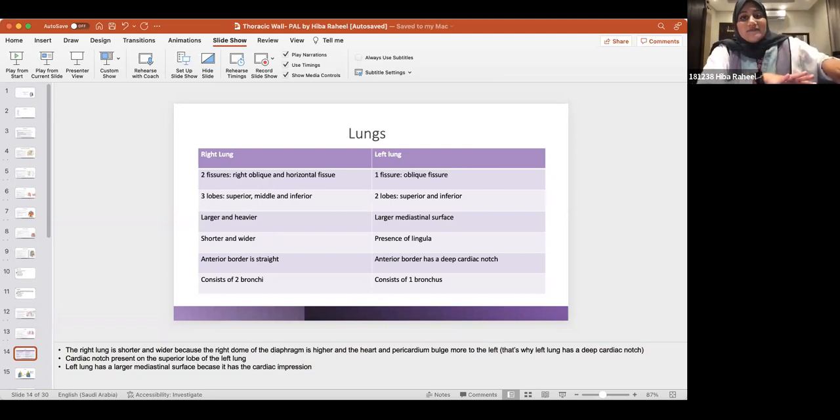And on the left side, we have the heart. Remember how they say that the heart is kind of tilted towards the left side? Because of that, it pushes against the left lung. That's why the left lung is thinner and taller, longer. Okay. All right.